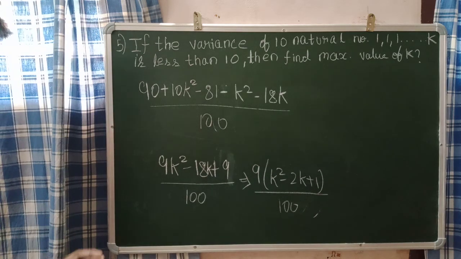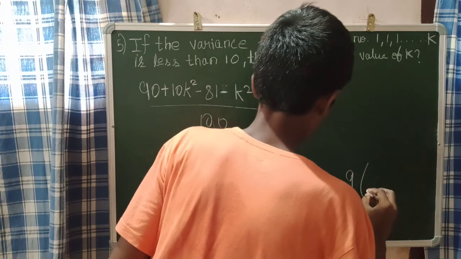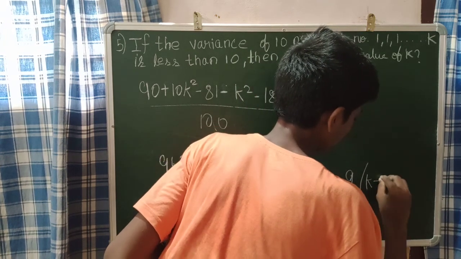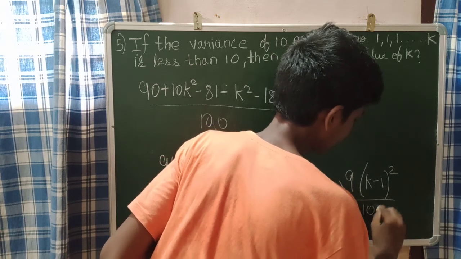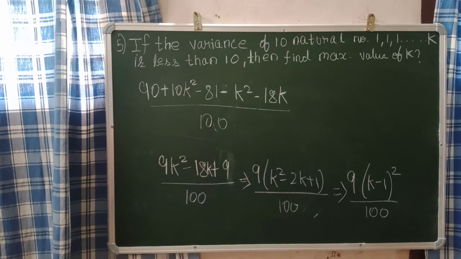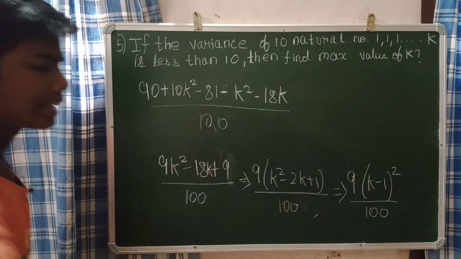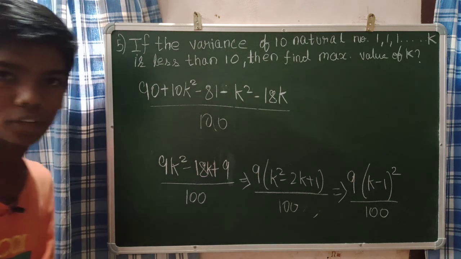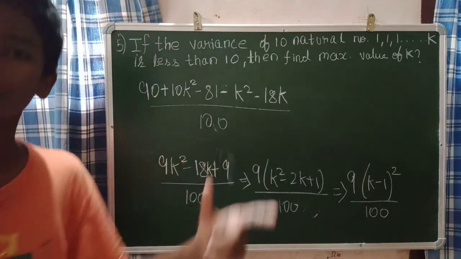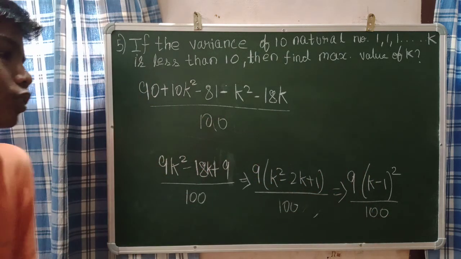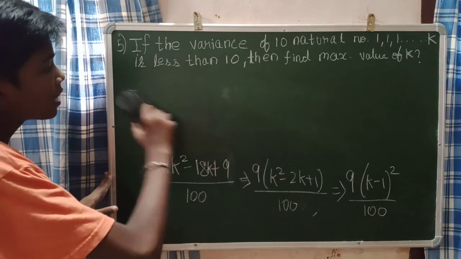Now listen carefully. Can't I write this expression as 9 into k minus 1 whole square, then divided by 100? Tell me, can't I write this expression as 9 into k minus 1 whole square by 100? Because k square minus 2k plus 1 is k minus 1 whole square, using the a minus b whole square identity, a square plus b square minus 2ab. So k minus 1 whole square will be k square minus 2k plus 1.